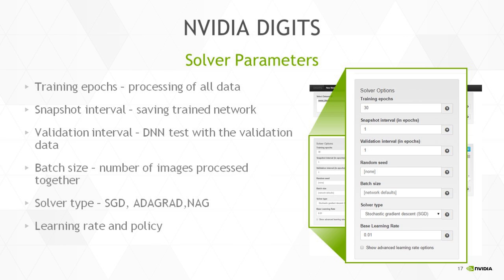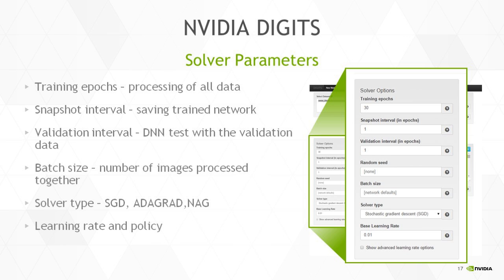Then your validation intervals. So I talked about using the validation data to test the accuracy and the effectiveness of your trained network. And this is where you can decide at what interval you do that. What's your cadence for testing that? You can decide the batch size, and that's the number of images being processed together. You can also choose your solver type, and you can also choose your base learning rate.